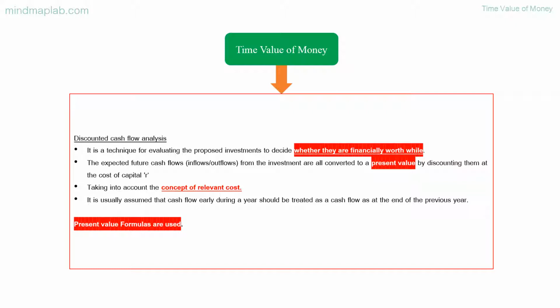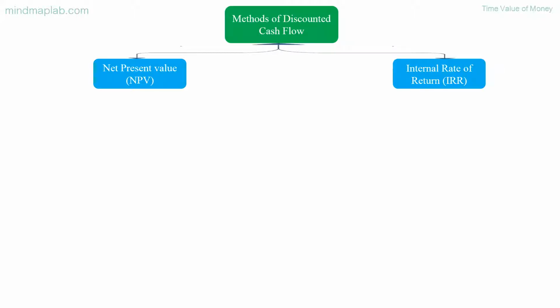It is usually assumed that cash flow early during a year should be treated as a cash flow as at the end of the previous year. Present value formulas are used. Methods of discounted cash flow. This video discusses the following two methods: net present value, NPV, and internal rate of return, IRR.